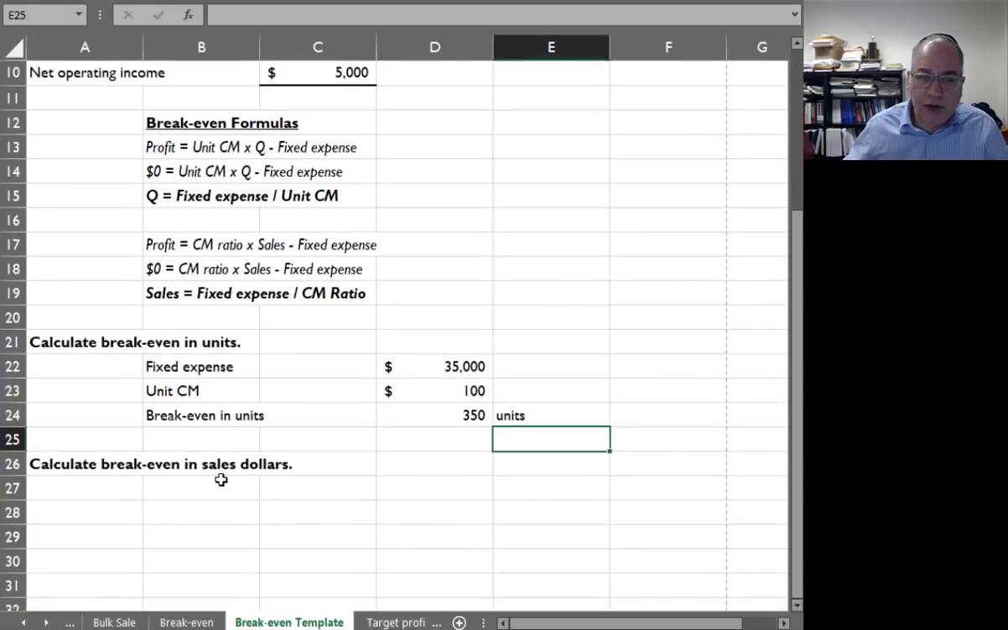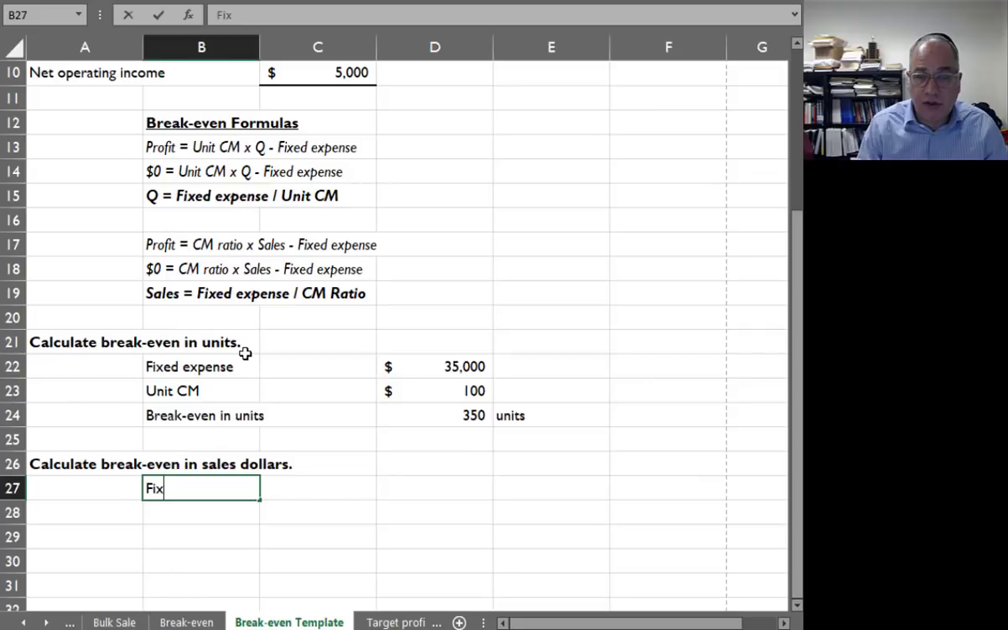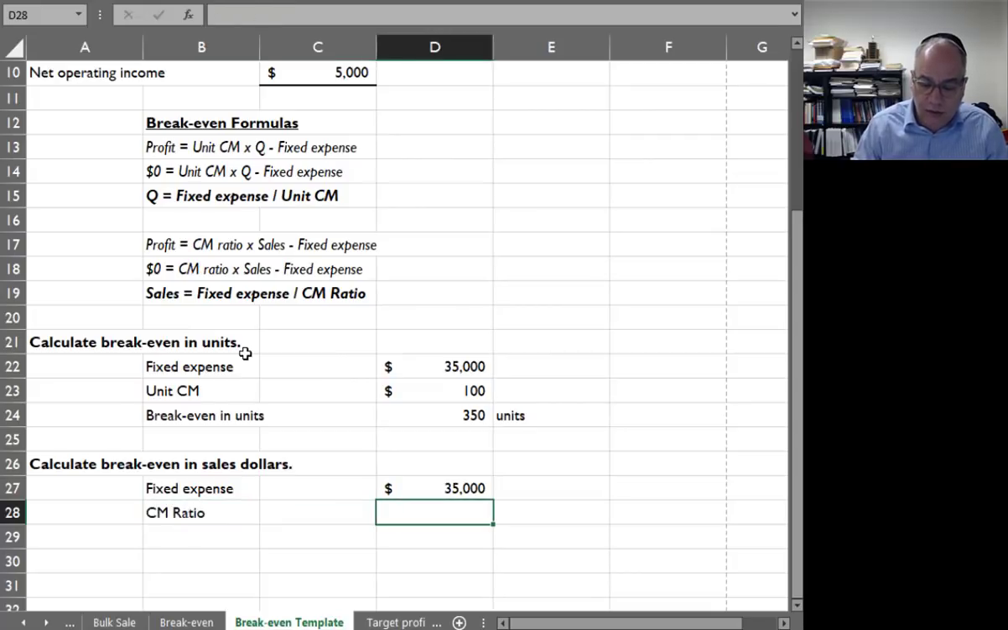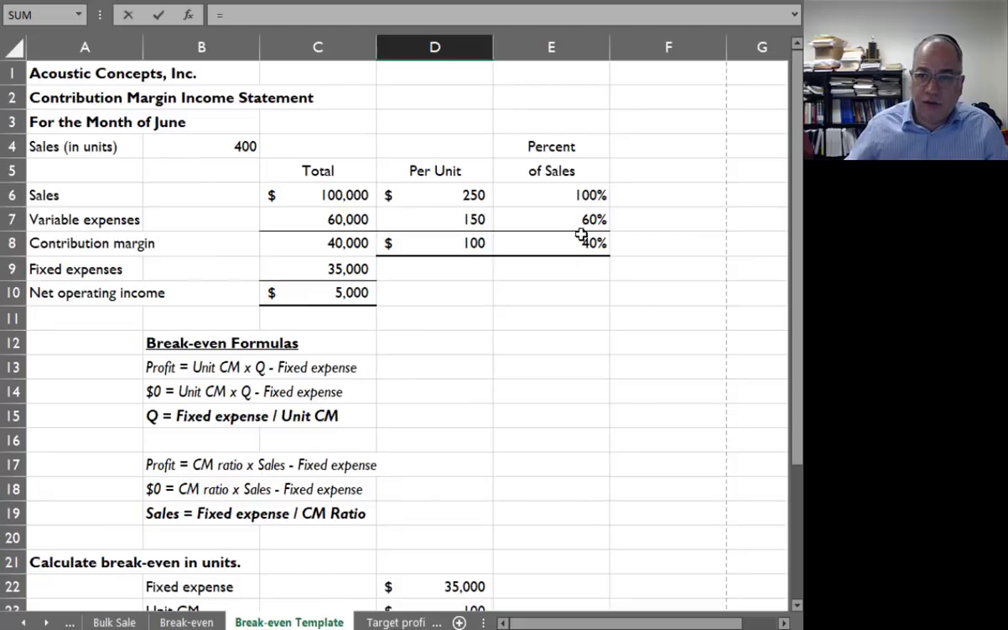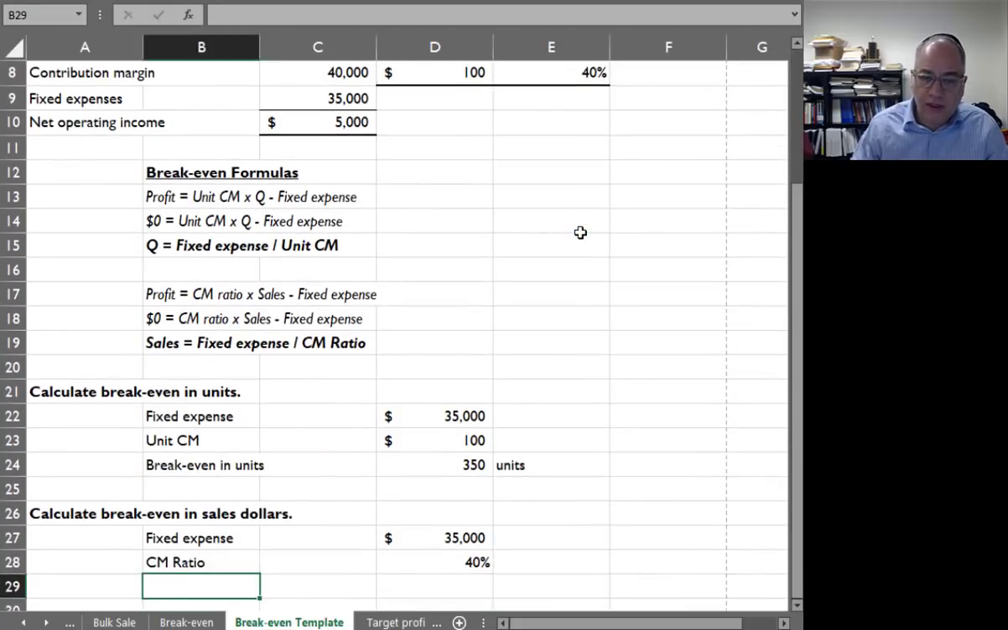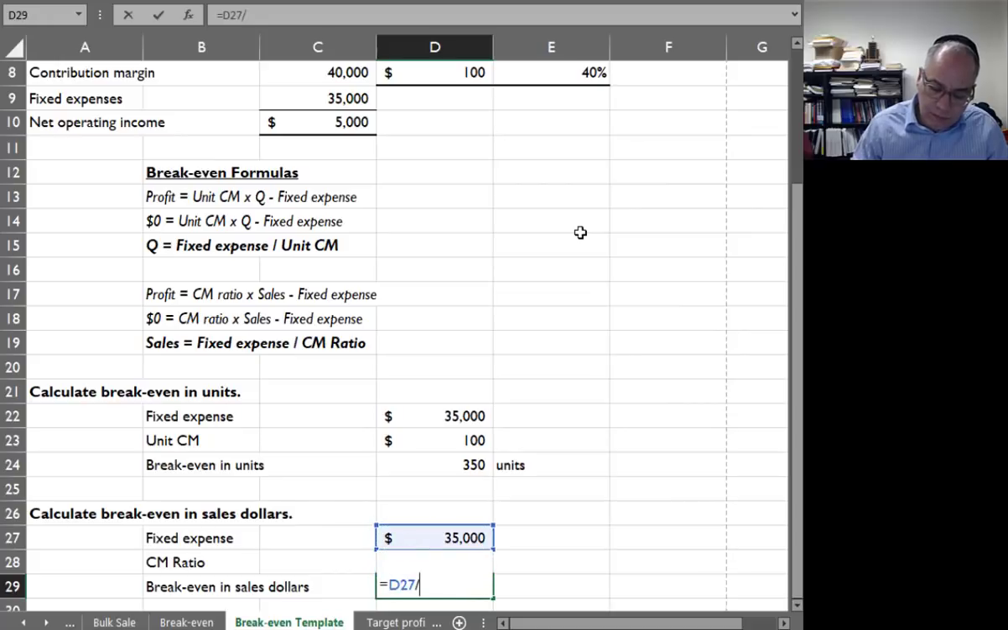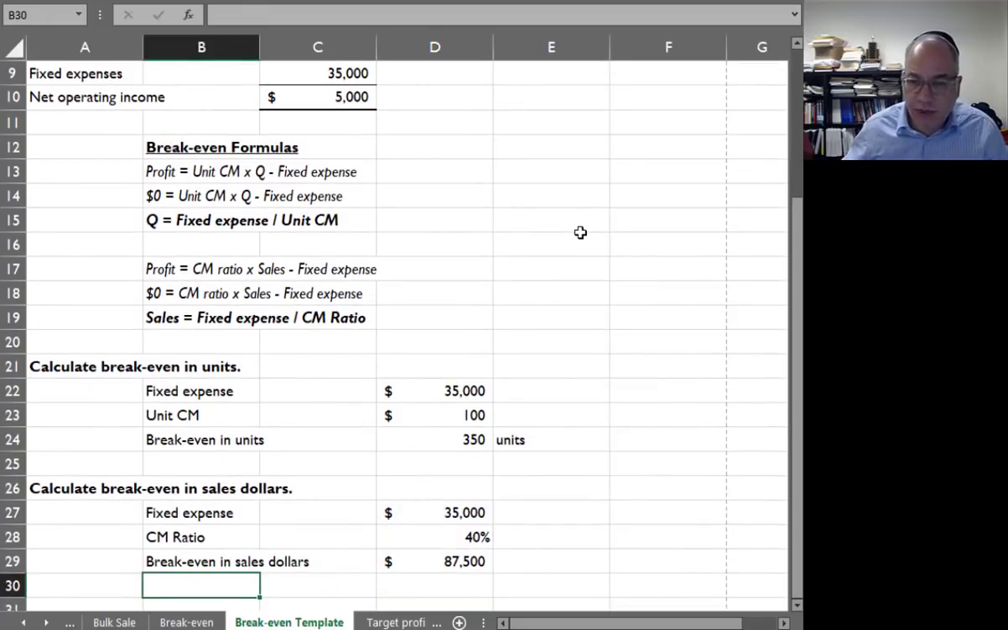If I wanted to break even in sales dollars, that would be this below formula. Again, I would start with fixed expense of $35,000, divided by the contribution margin ratio, which in this case is 40%, and you get $87,500.